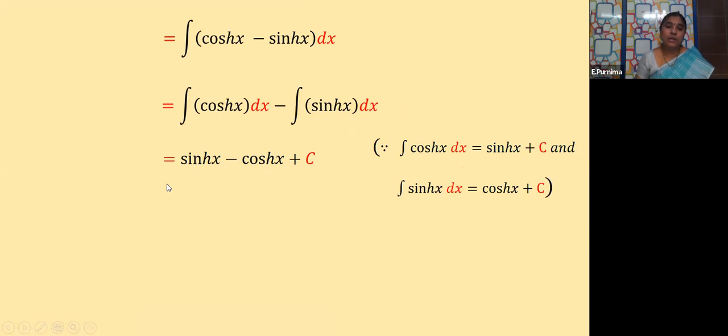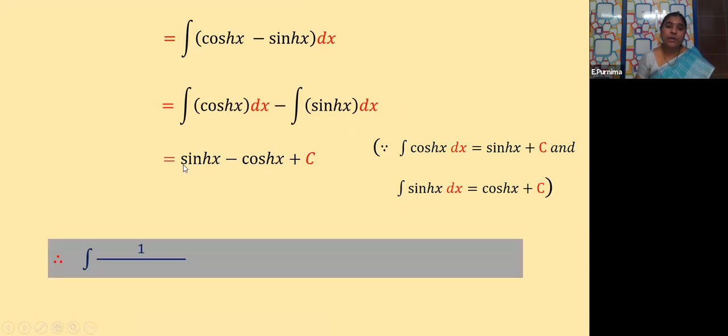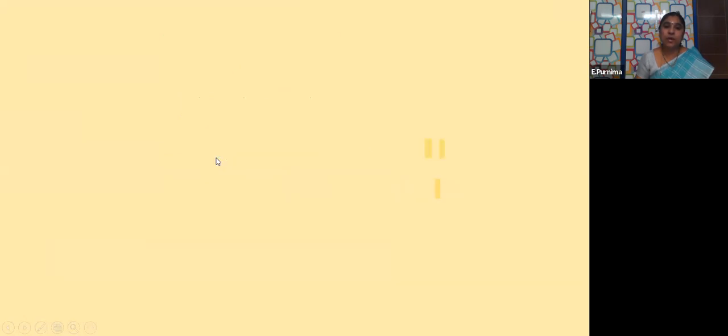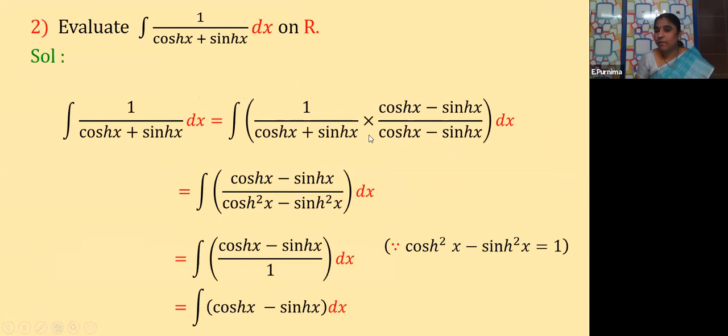Now let us write the final answer, children. Therefore, integral of 1 by cosh x plus sinh x dx is equal to sinh x minus cosh x plus c. Clear, children? I hope you are following the sums, because the first sum is different and the second sum is different. In the second sum, what is the new thing we have learned? Here we are multiplying and dividing with the conjugate terms. So it is a little different method, isn't it?